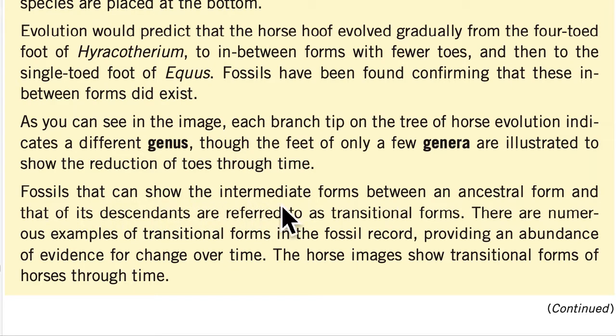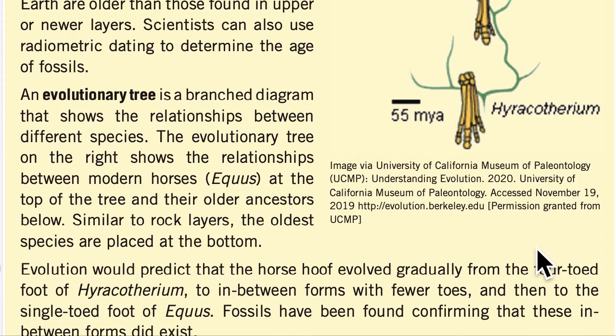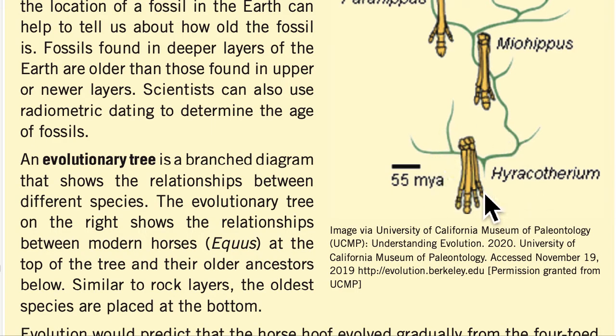Fossils that can show the intermediate forms between an ancestral form and that of its descendants are referred to as transitional forms. There are numerous examples of transitional forms in the fossil record, providing an abundance of evidence for change over time. The horse images show transitional forms of horses through time.